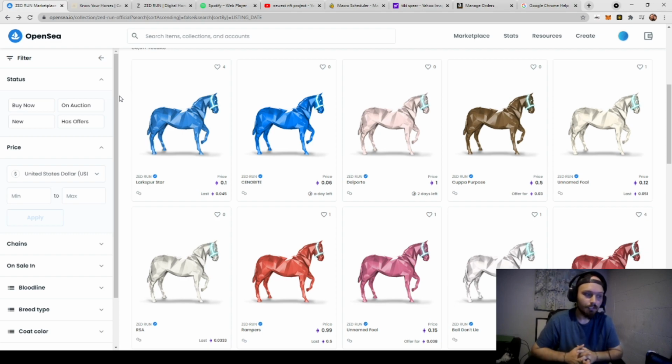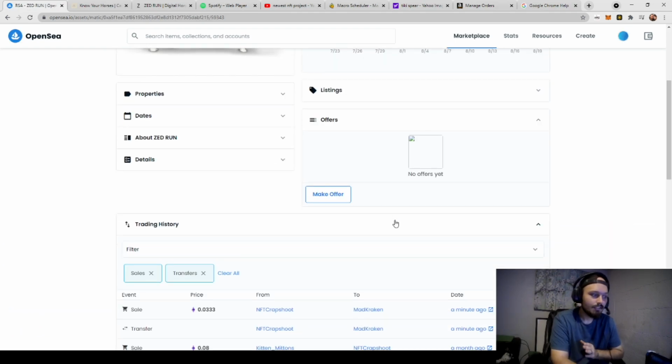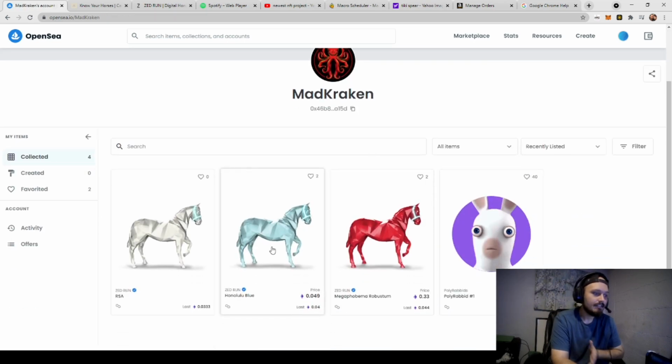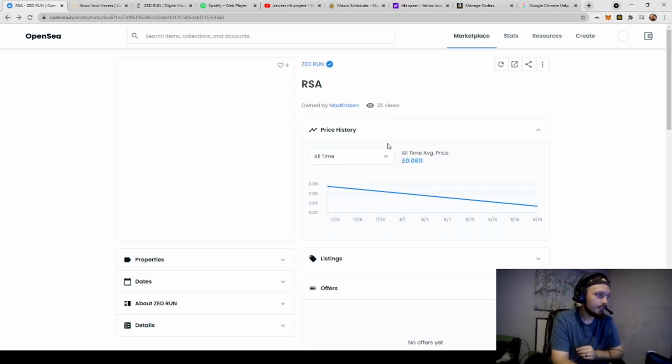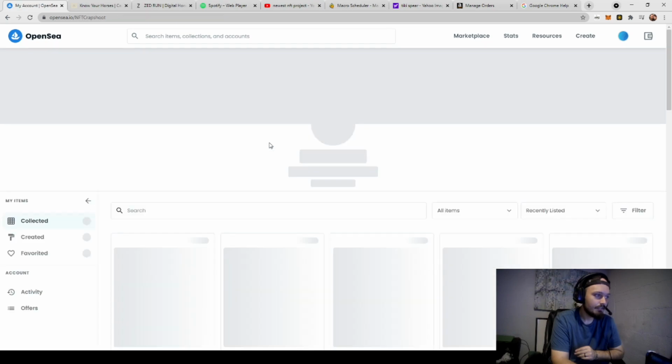We would buy that and instantly sell that horse for 0.0475, profiting us about 50 to 60 US dollars for 2 minutes of work. Now, what you can do, and what I've been doing, is if you find someone that is selling horses for this low of a price, you can actually go to their profile and see if they're selling anything else. Like this one is 0.049, this one is 0.33, and actually this is the guy that just purchased it. So what we'd want to do is go down and see that NFT Crapshoot is the guy that actually sold it.